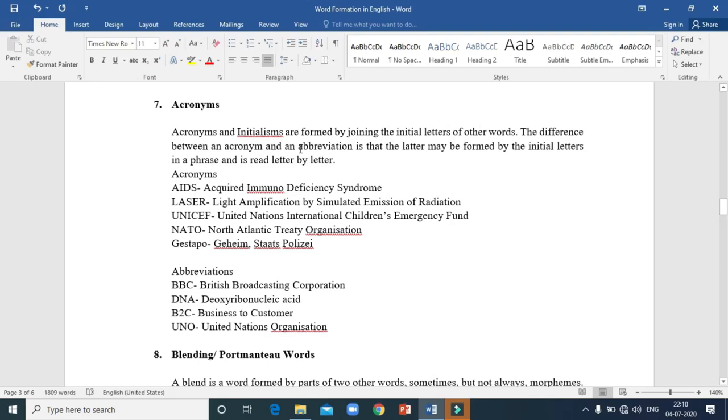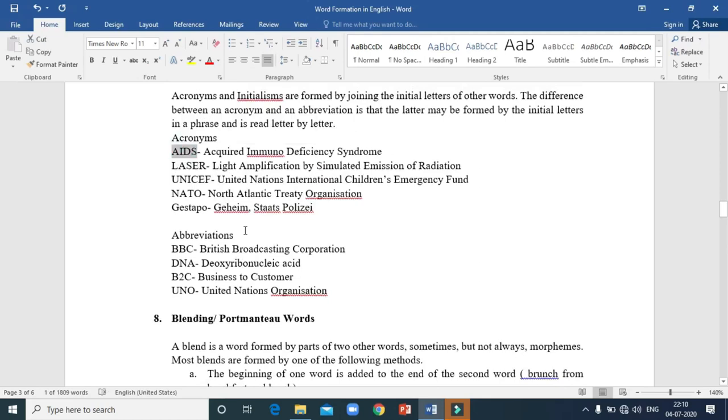Okay. In abbreviation, what happens is, let's look at examples, then you will understand it better. This is an example of acronym. AIDS, Acquired Immunodeficiency Syndrome. In this we took the first letter of each word, A I D S. But do we call it A-I-D-S? We call it AIDS. So it is pronounced as a new word. That is called acronyms. Acronyms are pronounced as an entire word itself. We pronounce acronyms completely as one word.